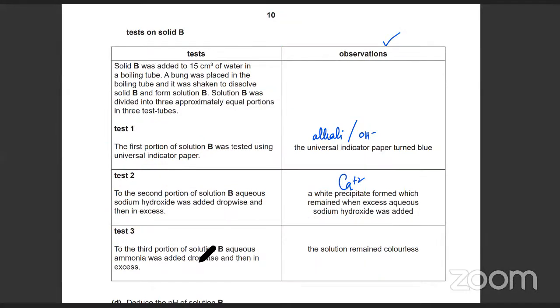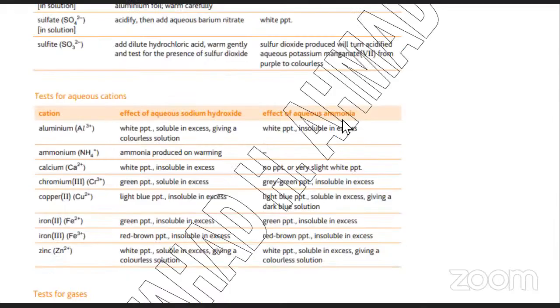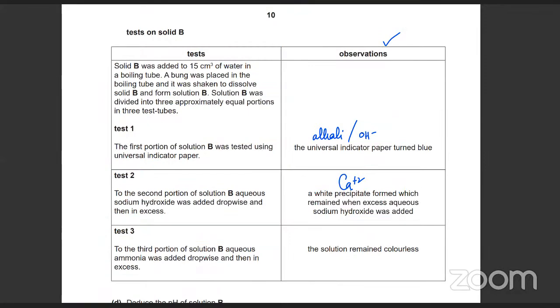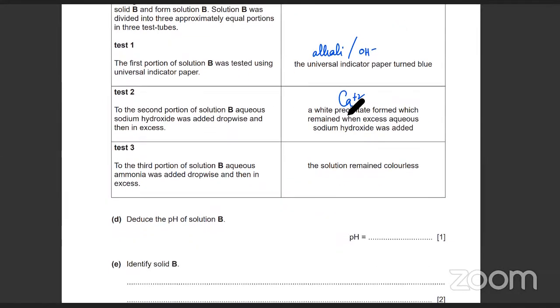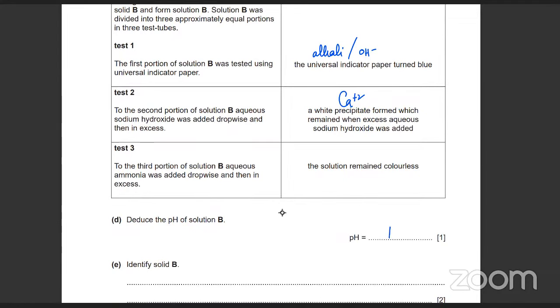And then he adds ammonia, and then in excess, and the solution remains colorless. So calcium is confirmed: no precipitate or a very slight one, so it remains colorless. Here it is written no precipitate, right? So that confirms it's calcium. Then reduce the pH of solution B to, I think, 13. Identify solid B: that's calcium and probably hydroxide. Okay, is this clear? Yes.